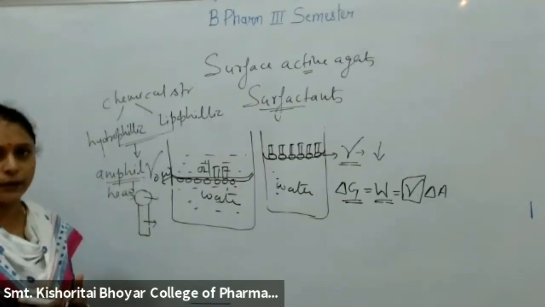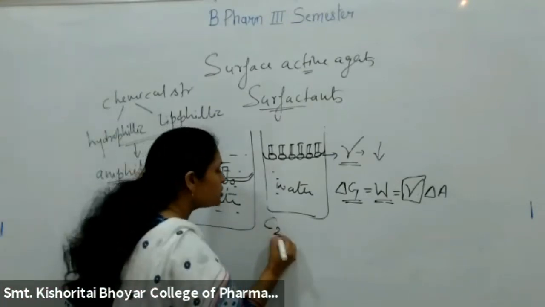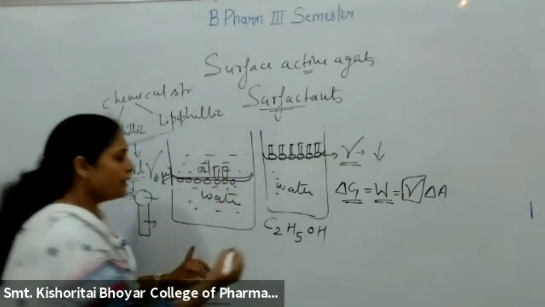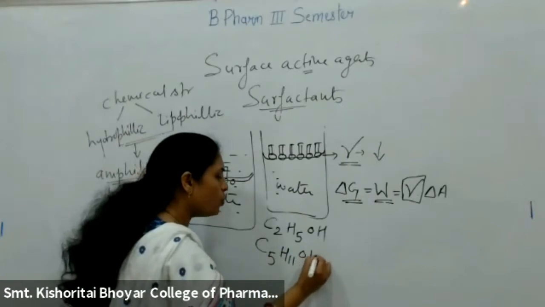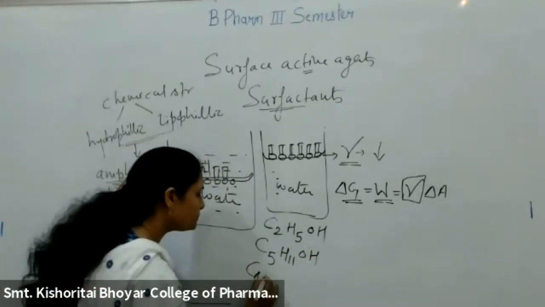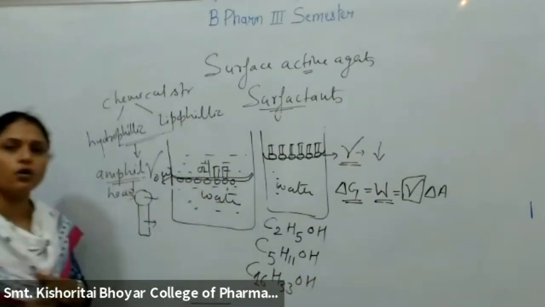See, if we take three examples here. Now we have C2H5OH. All of you know this is ethanol. Then another example, C5H11OH. This is amyl alcohol, and C16H33OH. This is cetyl alcohol.